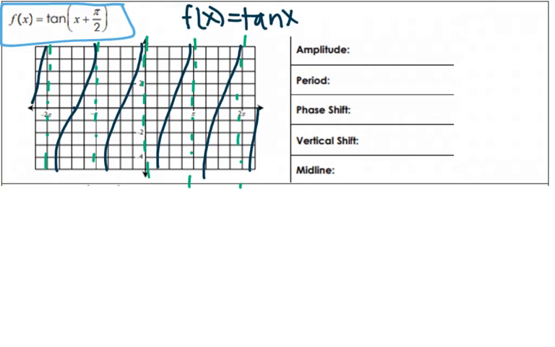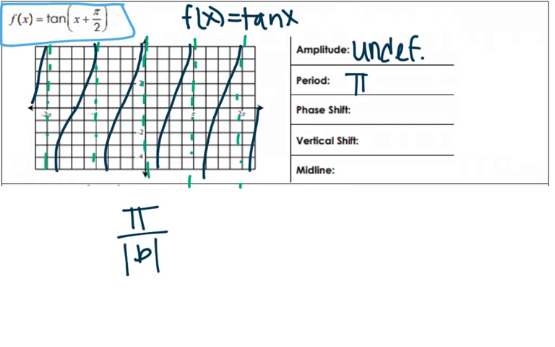So amplitude, remember, we don't have an amplitude when we talk about a tangent graph. The period is a little bit different. Here's the formula for period. But it is still the number in front of x. So we only have a 1 in front of x, so pi divided by 1 is just pi.